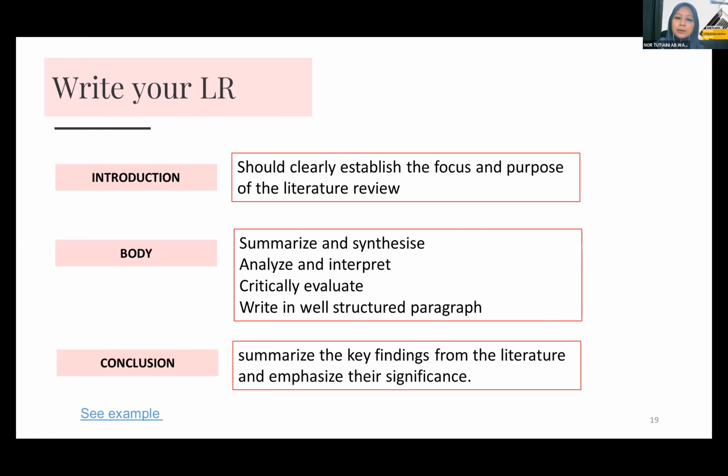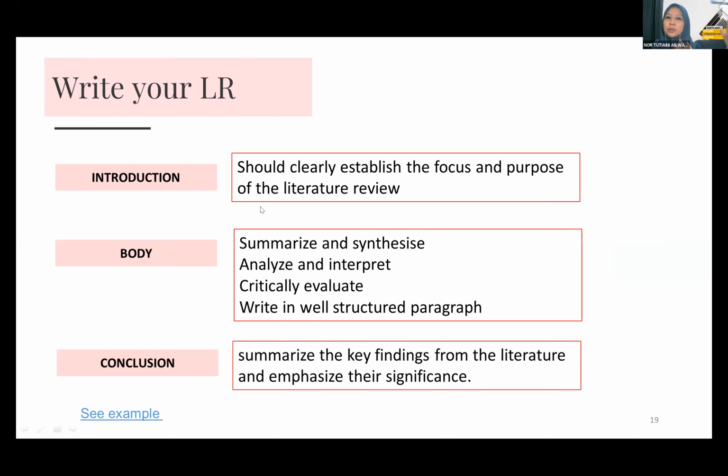Okay, we want to write critically. So, the structure of the literature review, first of all, I introduce the structure. You need to have at least three sections. This is standard practice in writing, whether you write in your blog, on your Facebook, or in your essay, right?